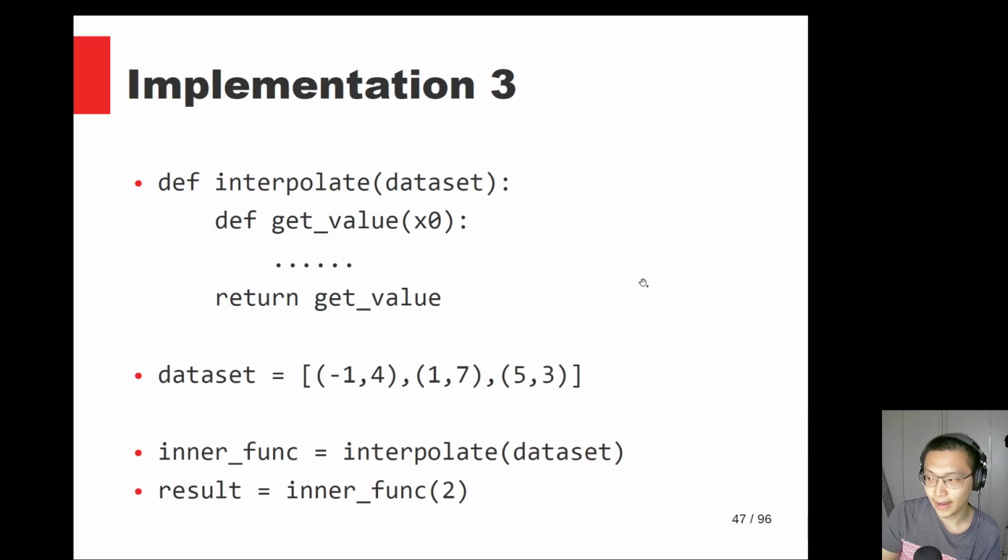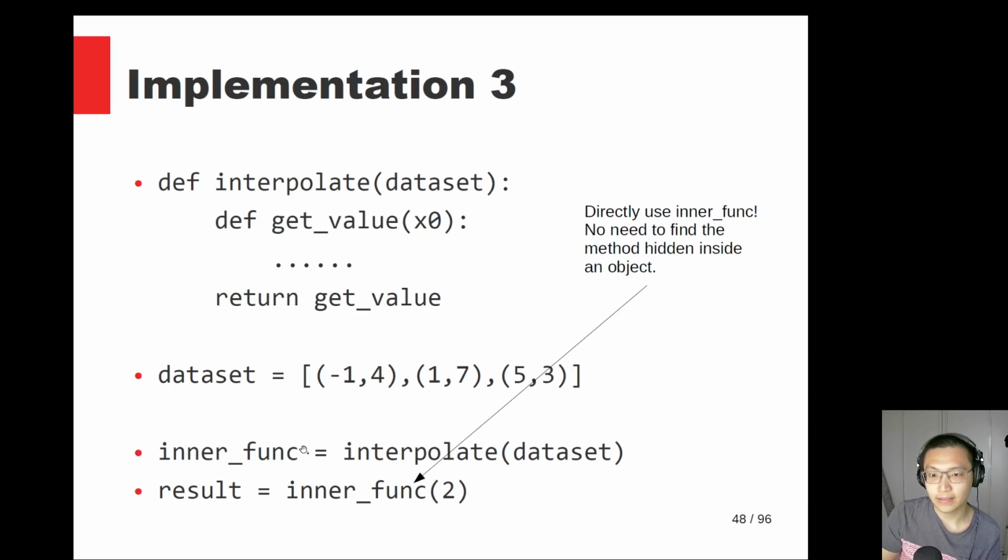But on the other hand, here, I don't need to create an interpolation object. This inner function is already a function. I don't need to find a hidden method of that object. This is the function. So I don't need an additional object. I don't need an additional class to create this.